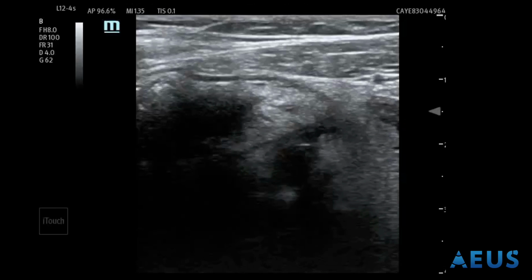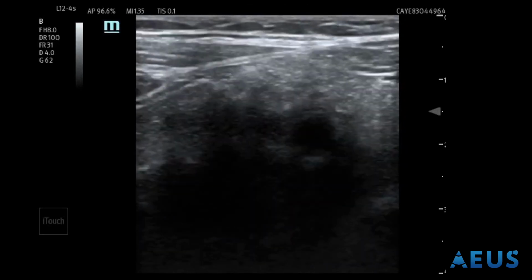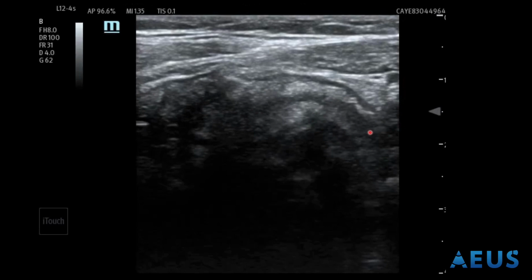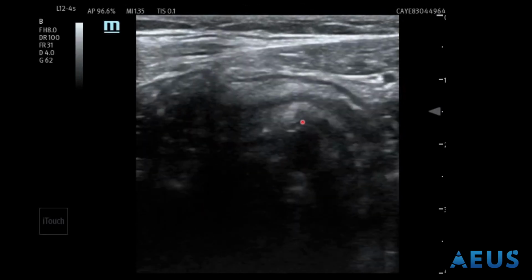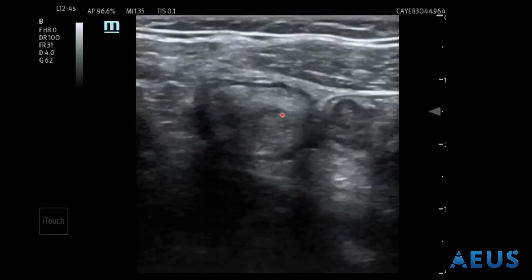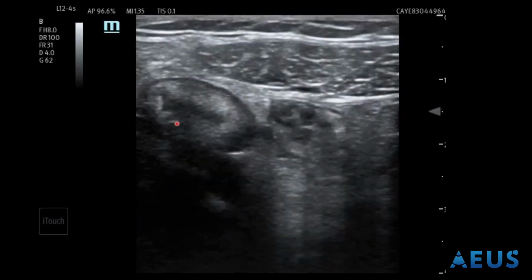Now, if the appendix is not seen at the point of maximal tenderness, I like to scan down towards the iliac vessels, which can be seen here. Scanning down, again, here is the colon, and here are the iliac vessels. And here you can see a structure sitting right above it. Again, finding a blind-ending pouch, non-peristalsis.